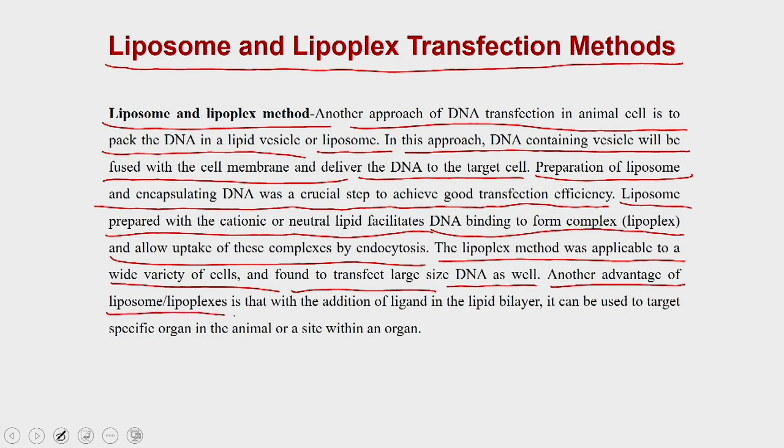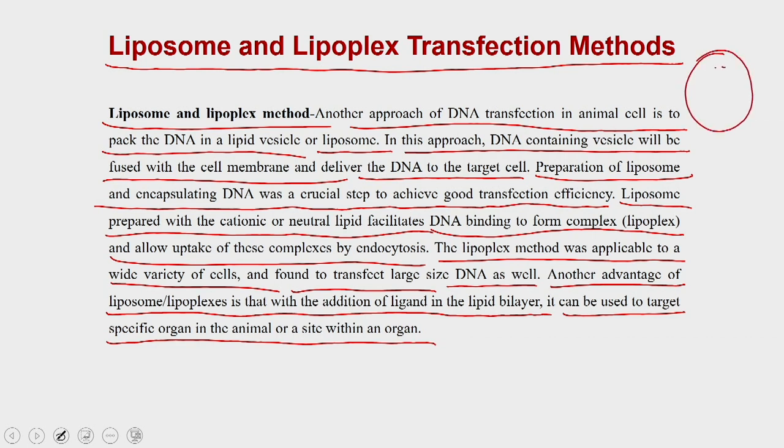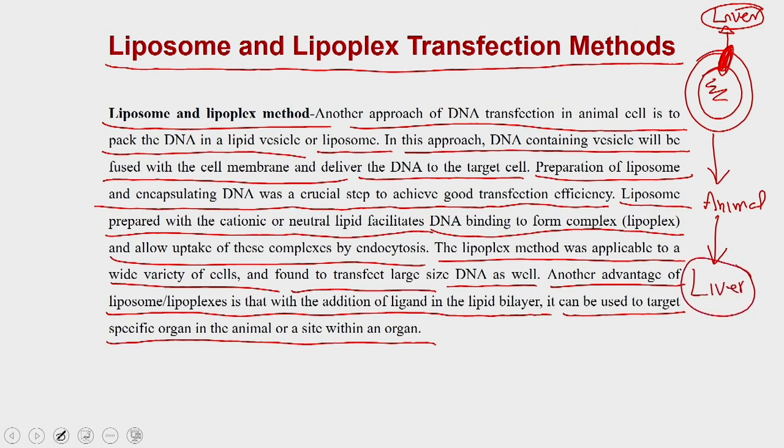Another advantage of the liposome or lipoplex is that by adding a ligand in the lipid bilayer, it can be used to target a specific organ in the animal, or a site within the organ. Suppose you have prepared the liposomes and you add a ligand, an antigen which is for the liver, and you load this with the plasmids. If you inject this transfection mixture into the animal, it will reach the liver because of this antigen, which is going to be recognized by the liver cell. Then it is going to deliver the particular plasmid to the liver cell, and you can express the protein which has been encoded by this plasmid.